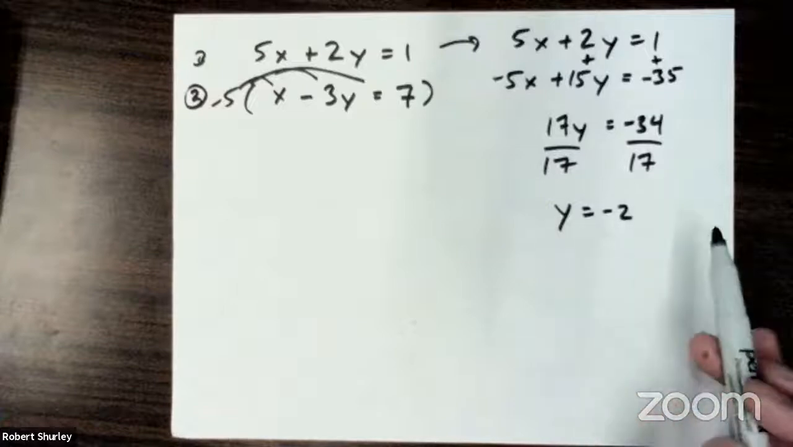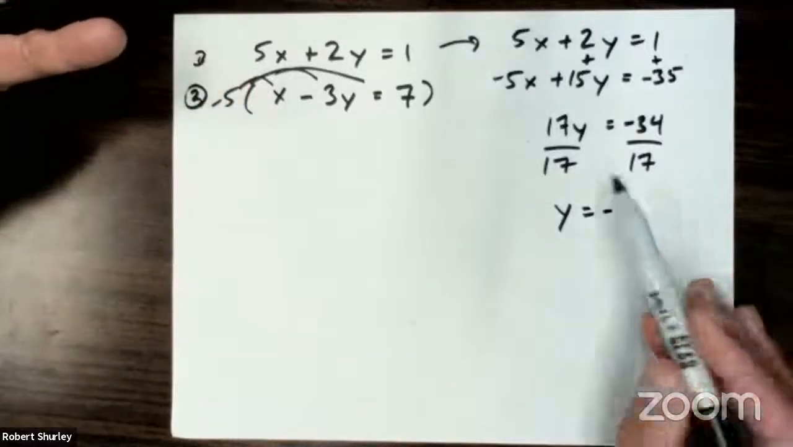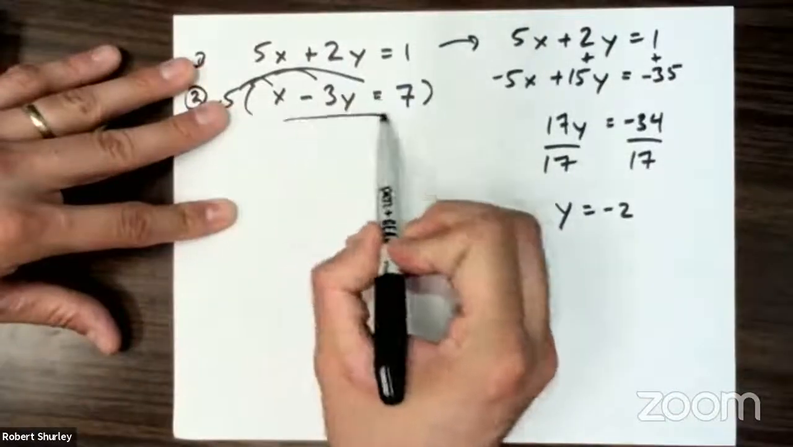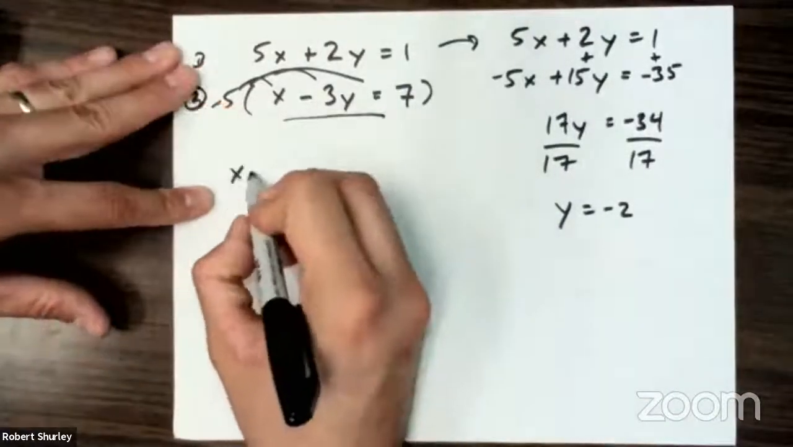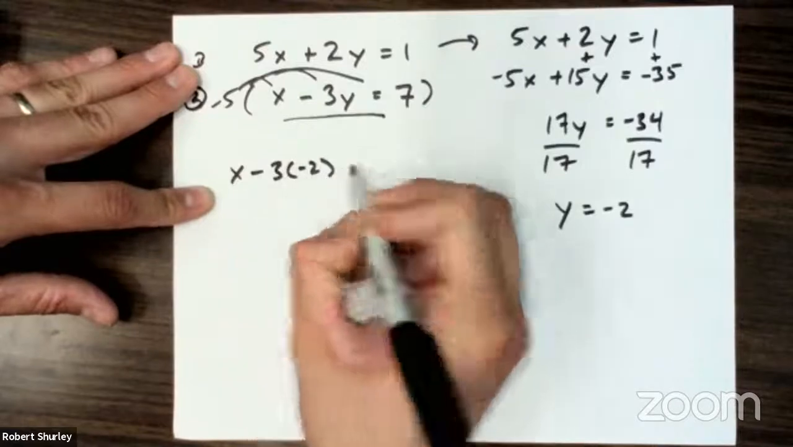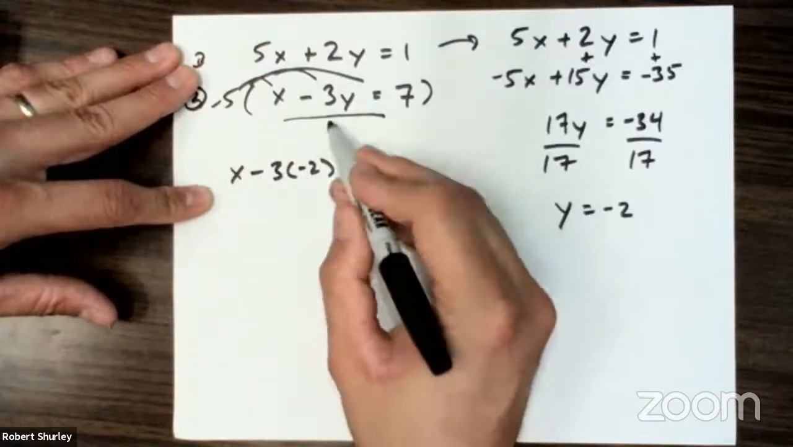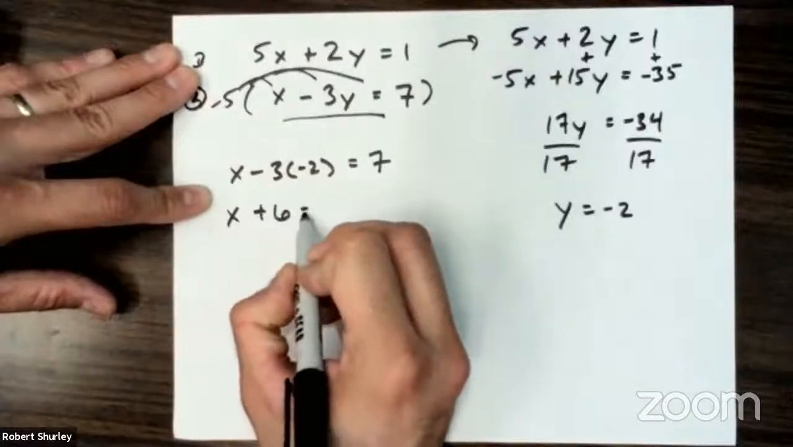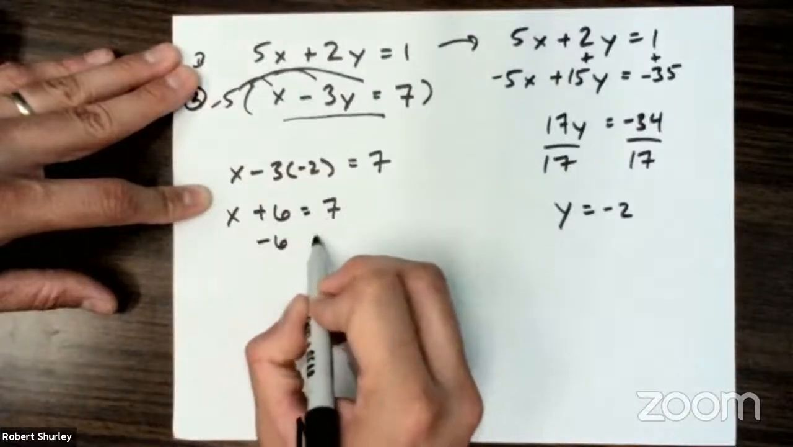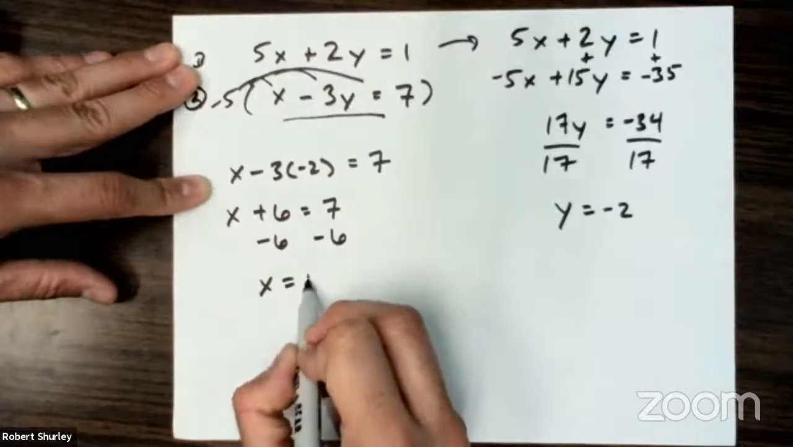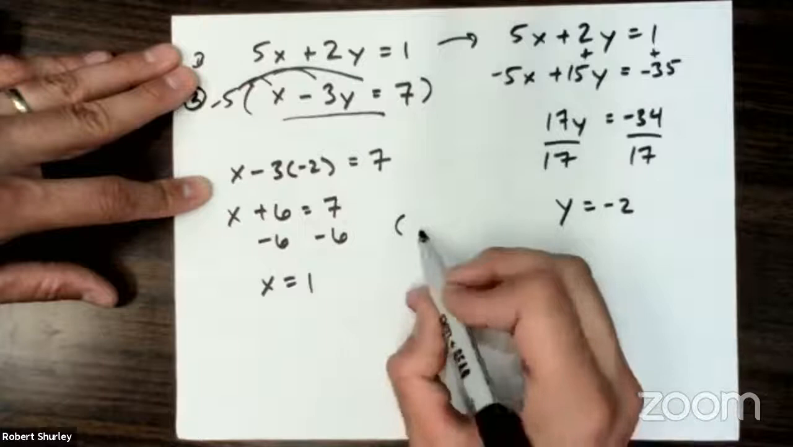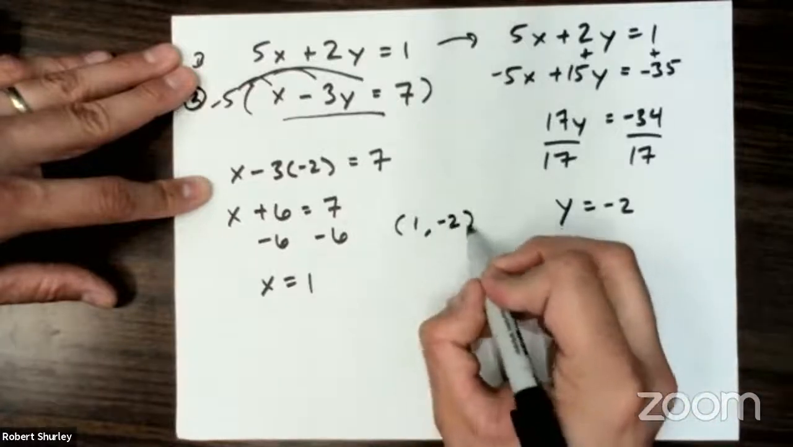y equals -2. Now, I've got to solve for the x value, right? I'm going to go back again to this bottom equation here. I'm going to say, well, x minus 3 times -2 equals 7, right? I just plugged in the y value. So x plus 6 equals 7. Subtract the 6. And I wind up with x equals 1. So the solution was 1, -2.